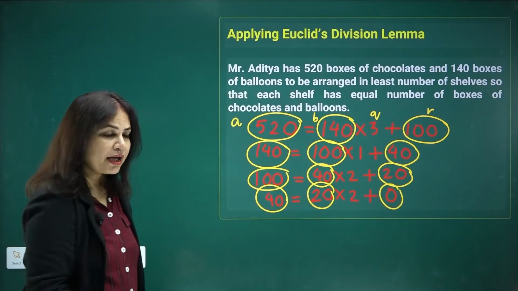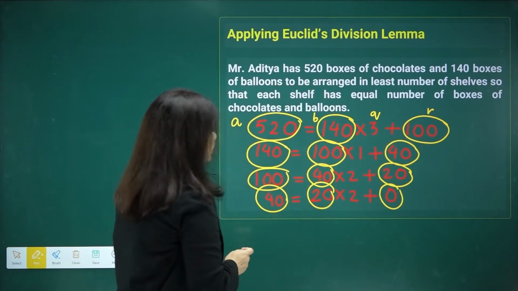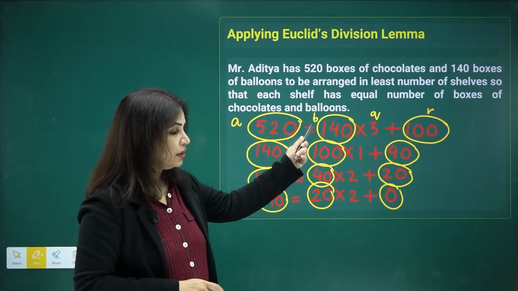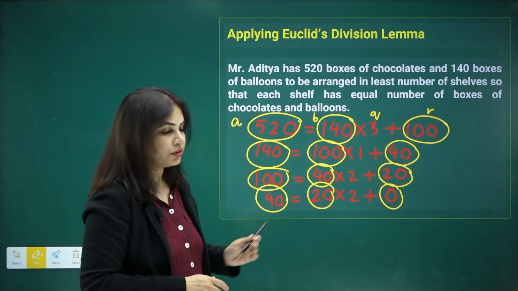So, in the entire process, what do we see? We divide the first number B by the leftover.